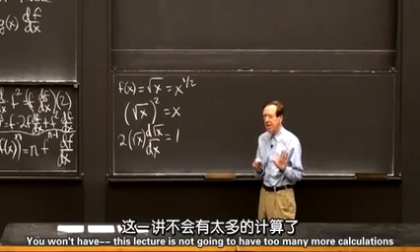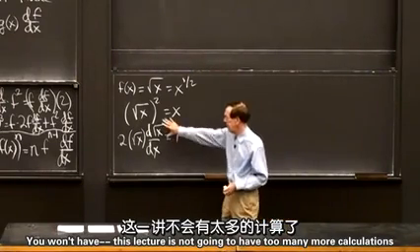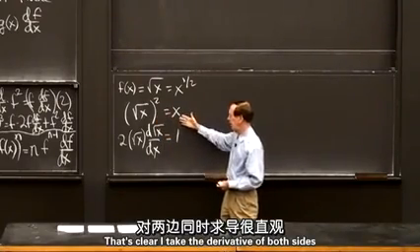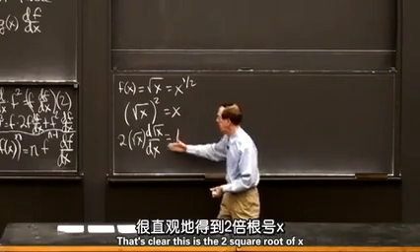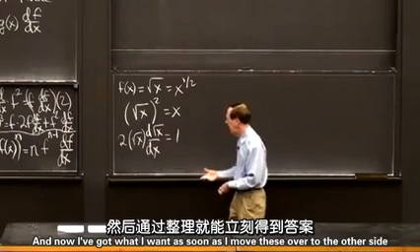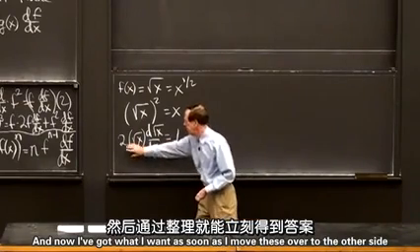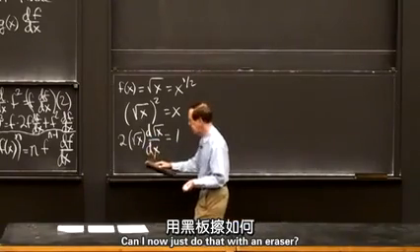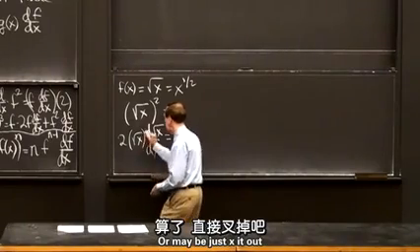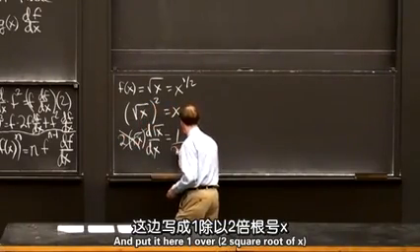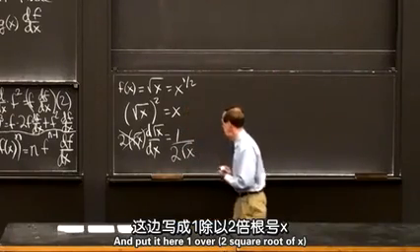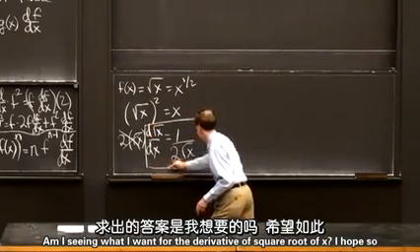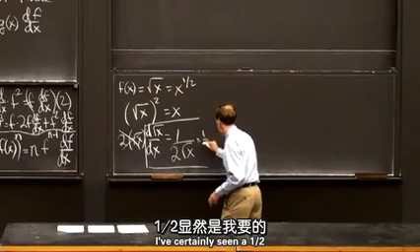This lecture is not going to have too many more calculations, but this is a good one to see. That's clear. I take the derivative of both sides. That's clear. This is the 2 square root of x. And now I've got what I want as soon as I move these over to the other side. So I divide by that. Can I now just do that with an eraser? Or maybe just X it out and put it here. 1 over 2 square root of x. Am I seeing what I want for the derivative of square root of x? I hope so. I'm certainly seeing the 1/2.